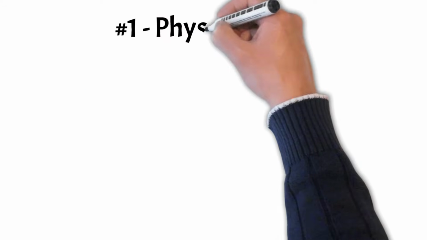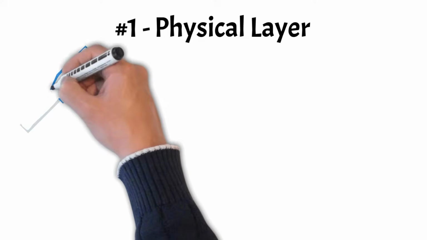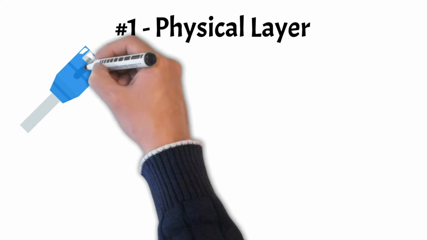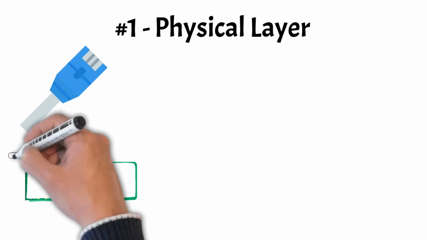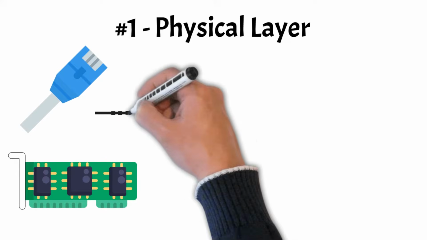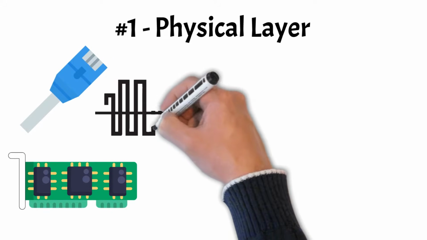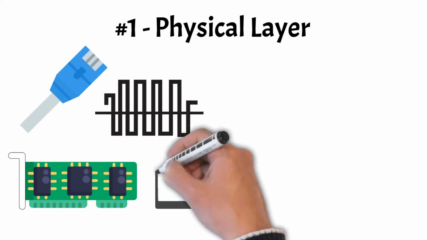Number 1. The physical layer. The physical layer is the first layer of the OSI model and is responsible for the transmission and reception of raw binary data over physical media. It deals with the hardware aspects of networking, such as cables, switches, and network interface cards, ensuring that data is converted into signals that can be sent over various types of physical connections, including electrical, optical, or radio waves.